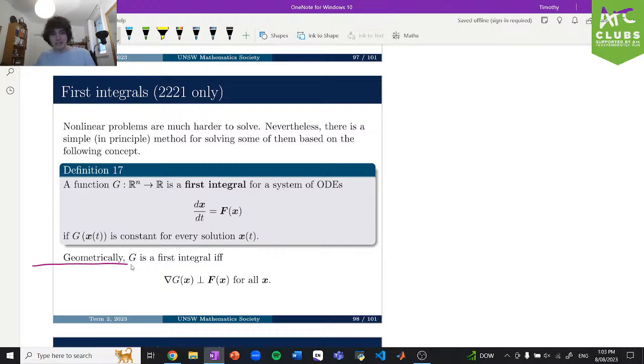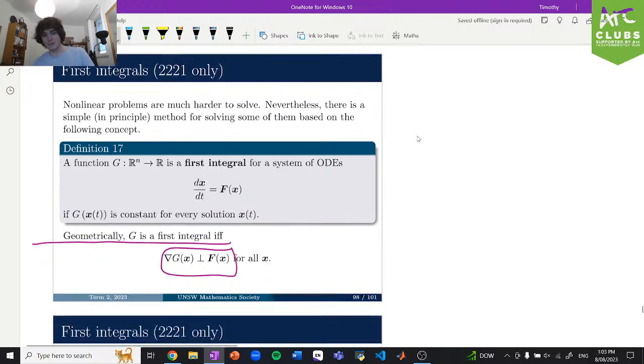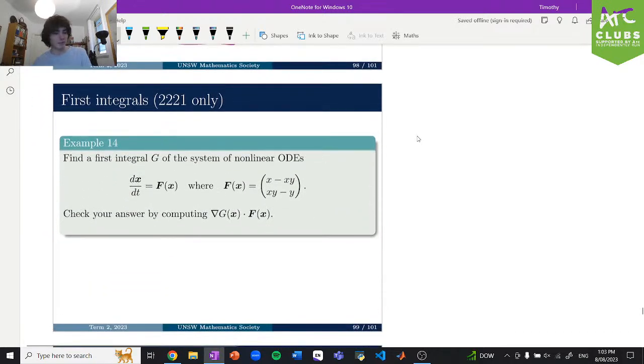Now, geometrically, g is a first integral if it satisfies that when you take your gradient of it, that gradient is perpendicular to f of x. Most of the time, you will either be given your first integral or you can do some quirky maths to try and figure it out. So let's have a go. Let's wrap everything up by doing a practice question.